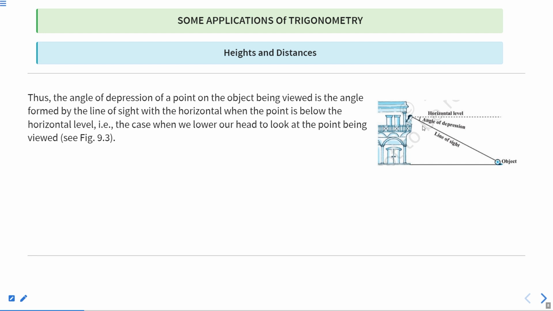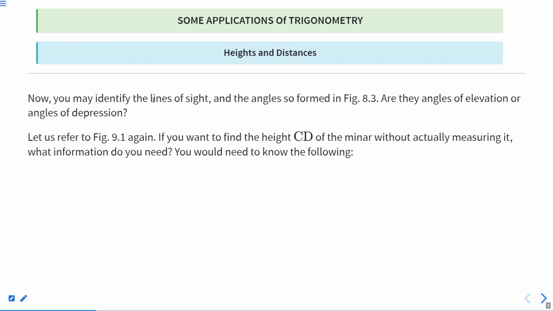We have also studied the angle of elevation. In that case, the angle formed by the line of sight and the horizontal is called the angle of elevation, when we raise our head to look at the object. Now you may identify the lines of sight and the angles so formed in figure 8.3.